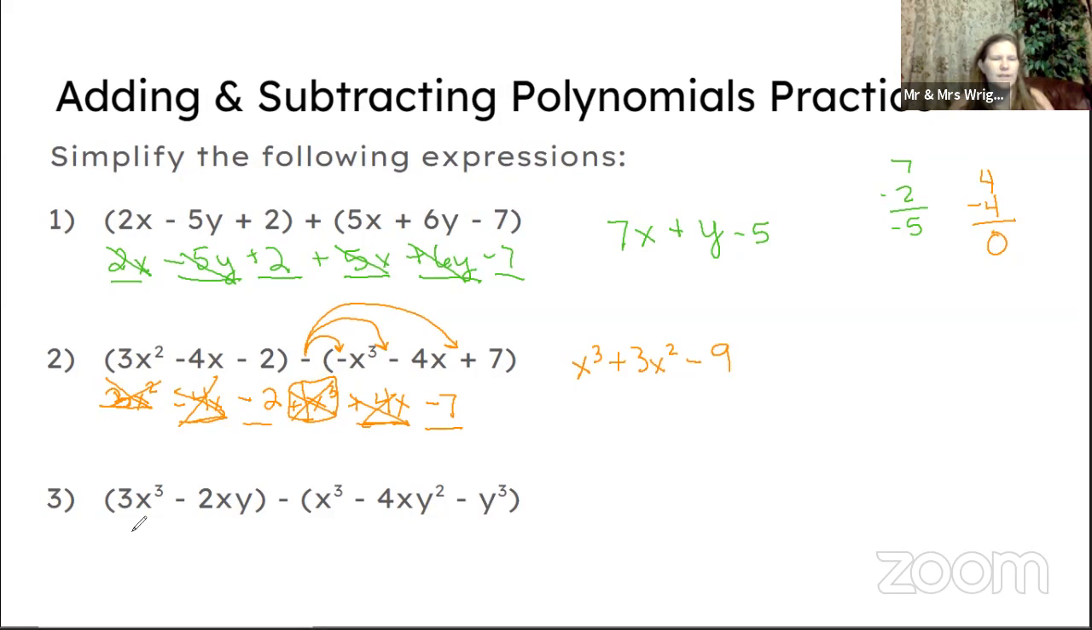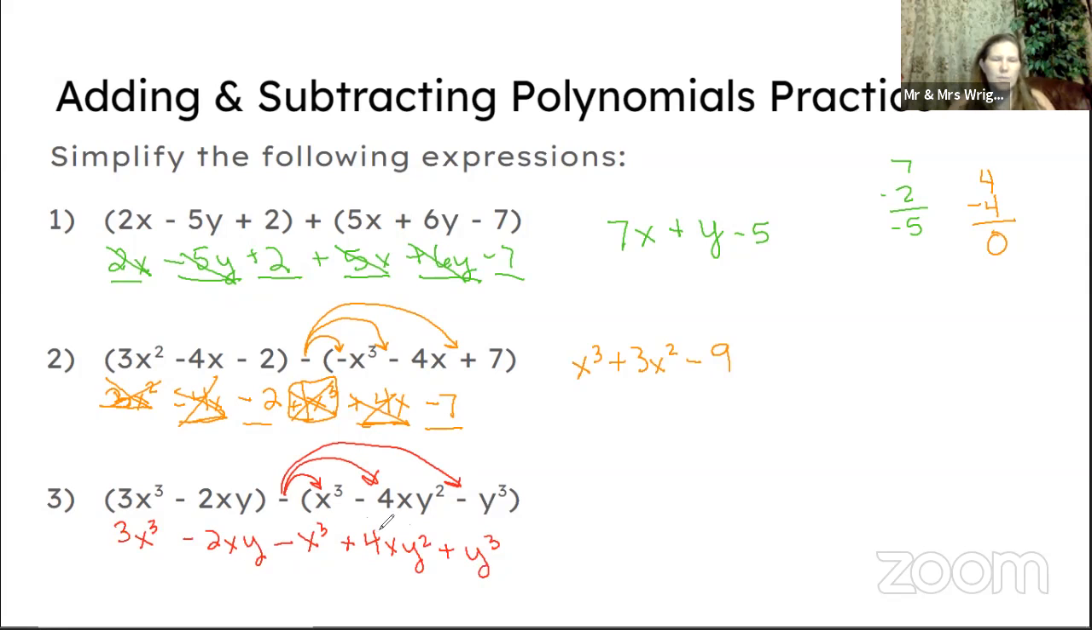All right, last one here. Go ahead on this first polynomial and drop the parentheses. Write it exactly the same, 3x cubed minus 2xy. Second polynomial, I have to distribute the negative sign. So this is a positive with a negative, becomes a negative x cubed. A negative with a negative becomes a positive 4xy squared. And a negative with a negative becomes a positive y cubed.